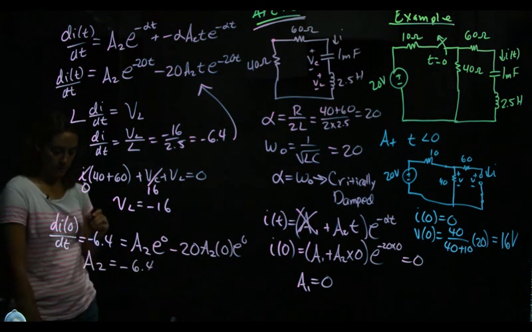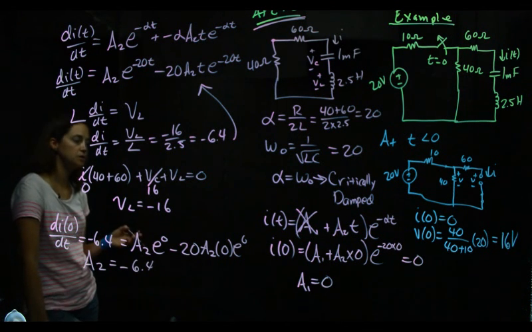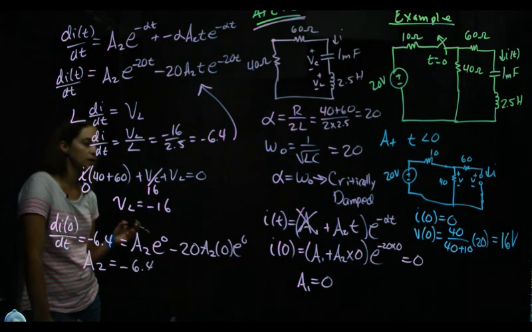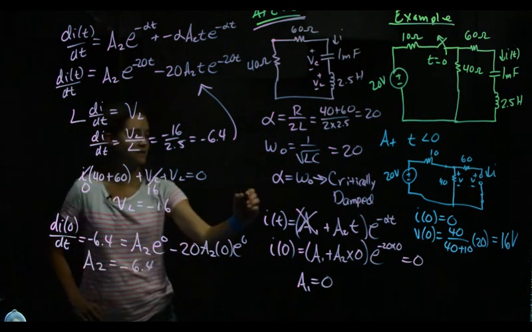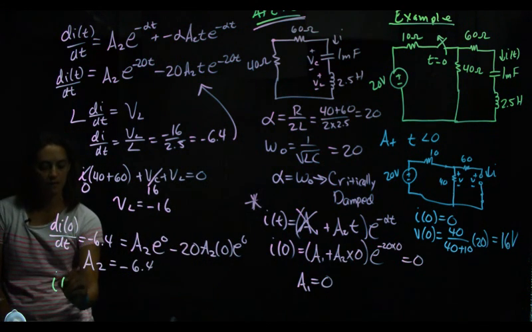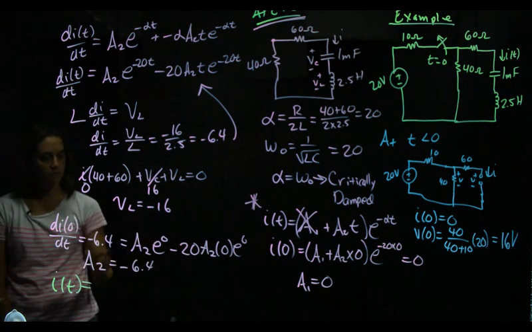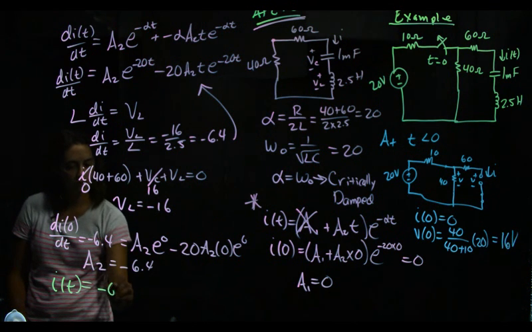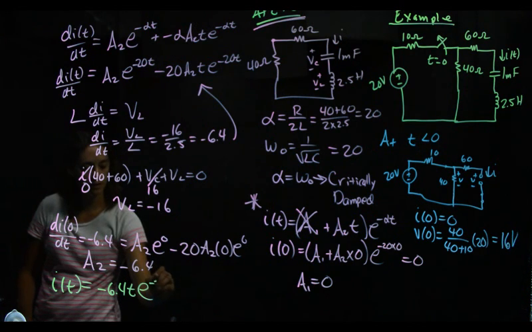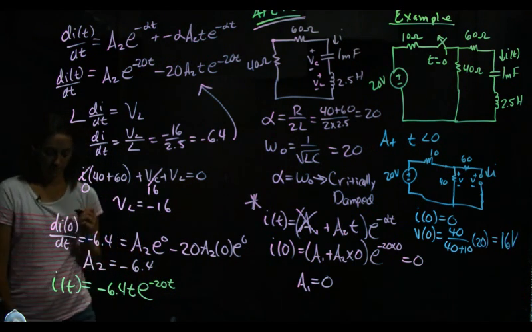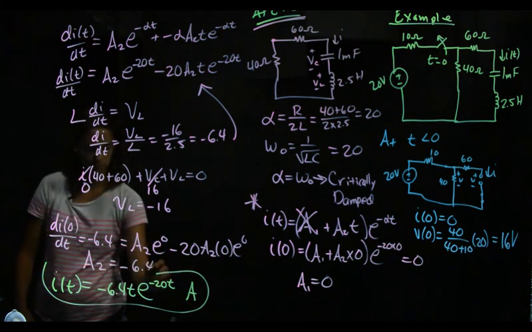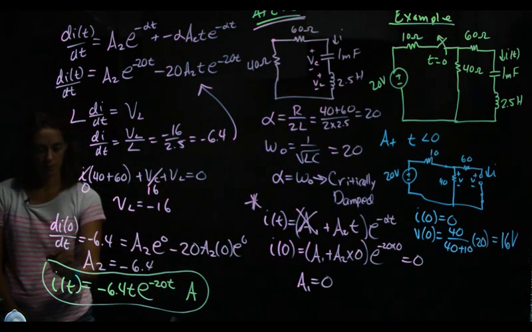So now I just need to put everything into the equation. Here it is, back into this one. So I have i of t equals A1 was 0, A2 was minus 6.4, t e to the minus alpha, alpha is 20, t. Then I should write amps. So there we go.